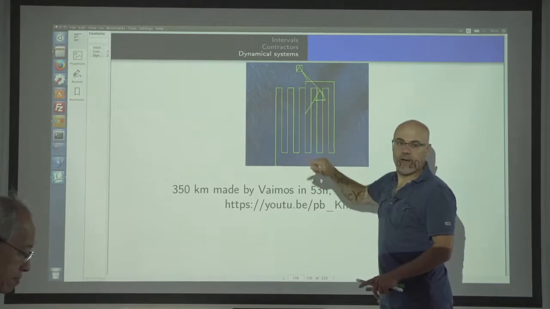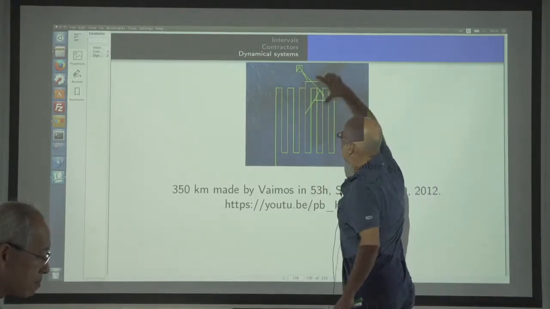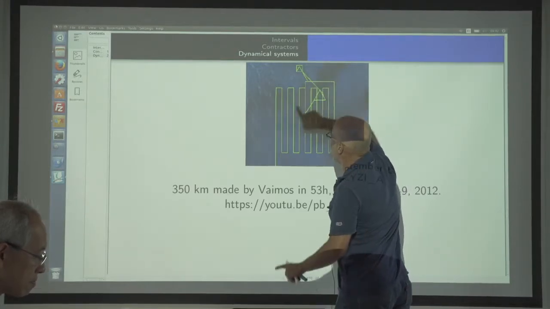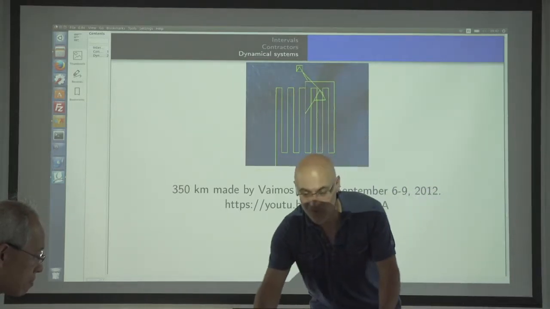And why did he put a square here? Because he changed his mind. Oh, it's better if I go here, something like 15 kilometers from here. So I will catch the boat here. So that's why he made squares like this. Okay, you understand that?